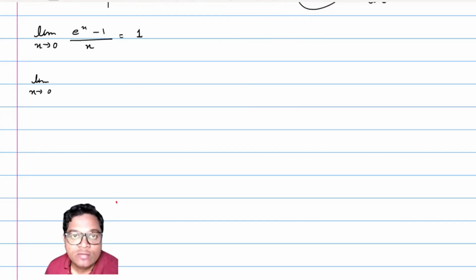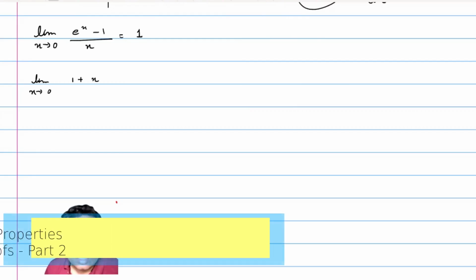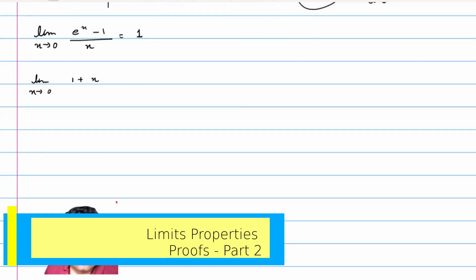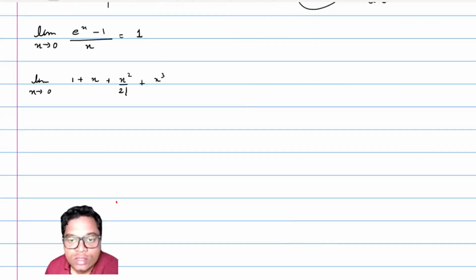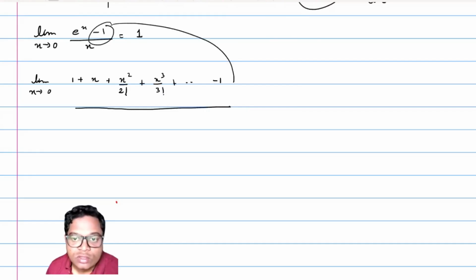So if I write it like an infinite series, then e raised to x is written as 1 plus x plus x square upon 2 factorial plus x cube upon 3 factorial, and that goes on till infinity. And here we have a minus 1, and then you have a minus 1 over here. So this minus 1 comes over there, and then you can see that this and this will get cancelled. So limit x tends to 0. If I take a x out over here, this is x down.